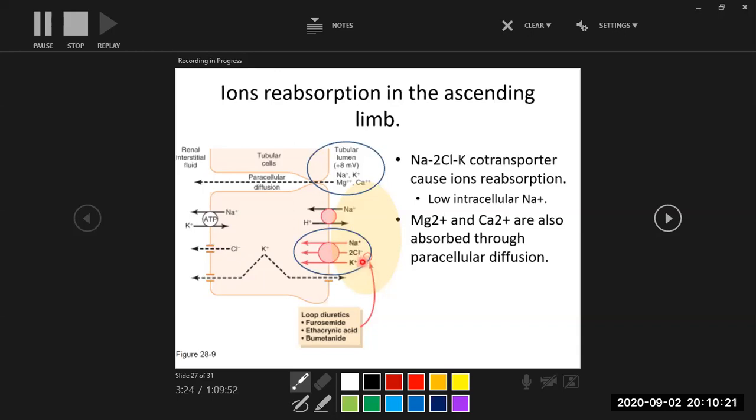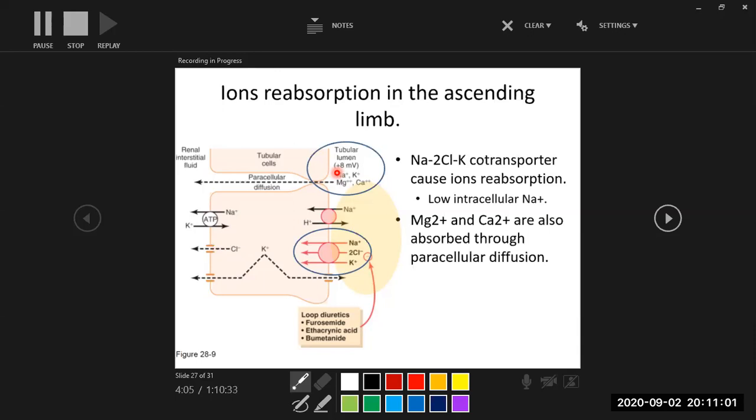That's in the ascending limb of the loop of Henle. So descending, water; ascending, sodium. What's the sodium channel? Sodium 2-chloride potassium co-transporter. You also need to know that some other ions also get reabsorbed, but I probably won't quiz you on this because it's a little bit too tedious. But for some of you, it's good to know which portion of the nephron reabsorbs calcium. Calcium is so important. It's in the ascending limb of the loop.